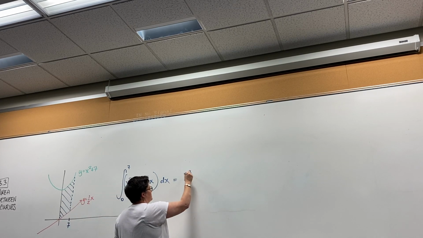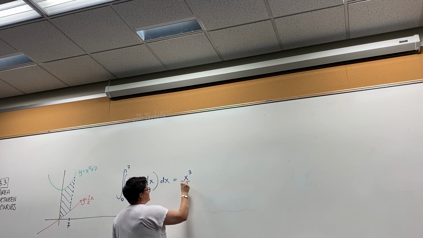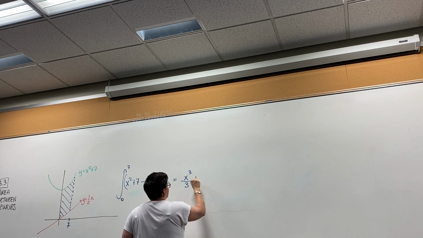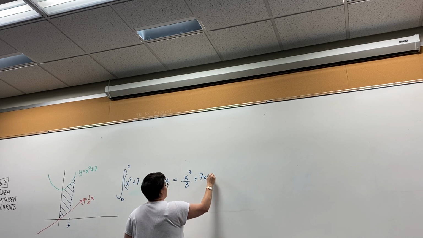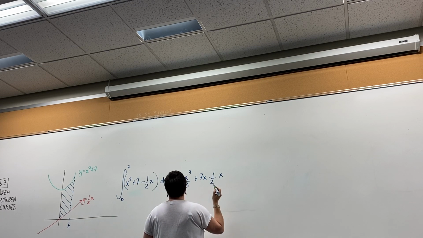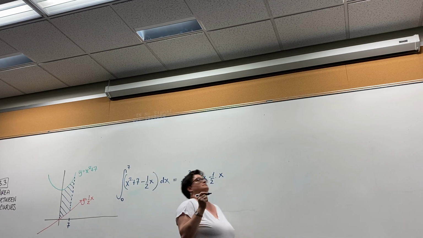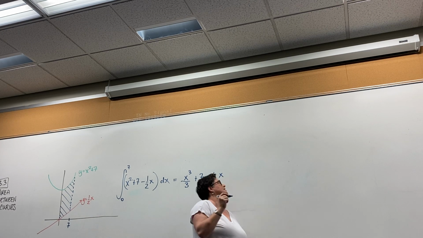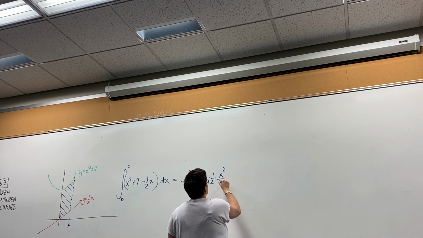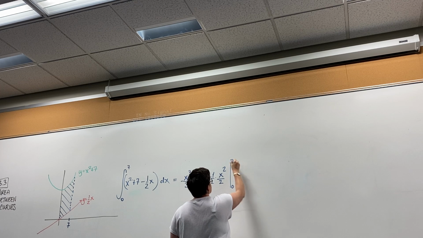Over 3, plus 7x. You guys have forgotten how to integrate. Plus 7x, minus 1/2 times x to the second over 2. Yes, from 0 to 7.